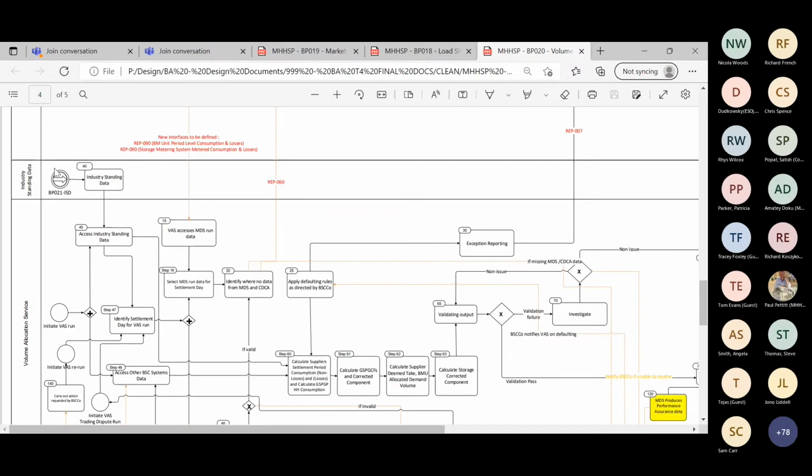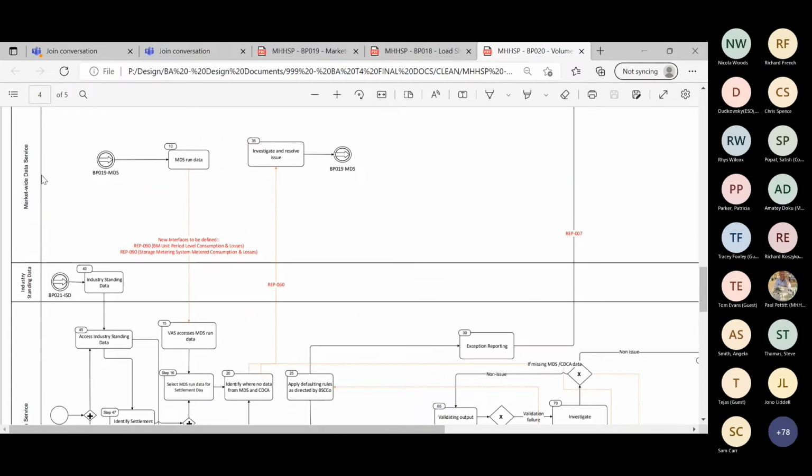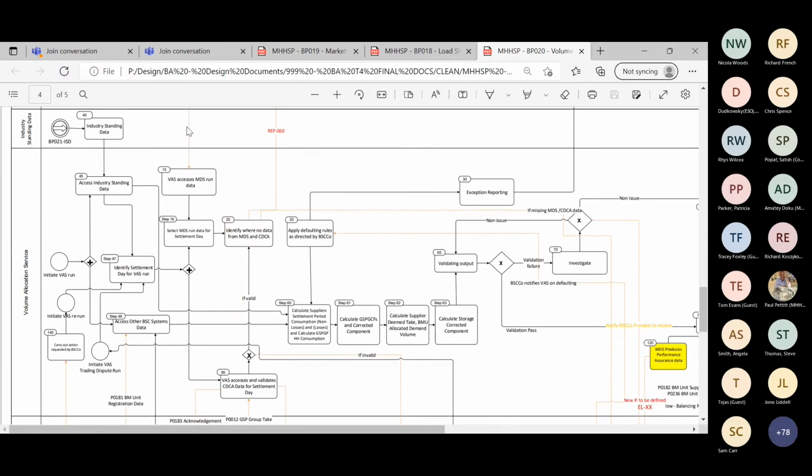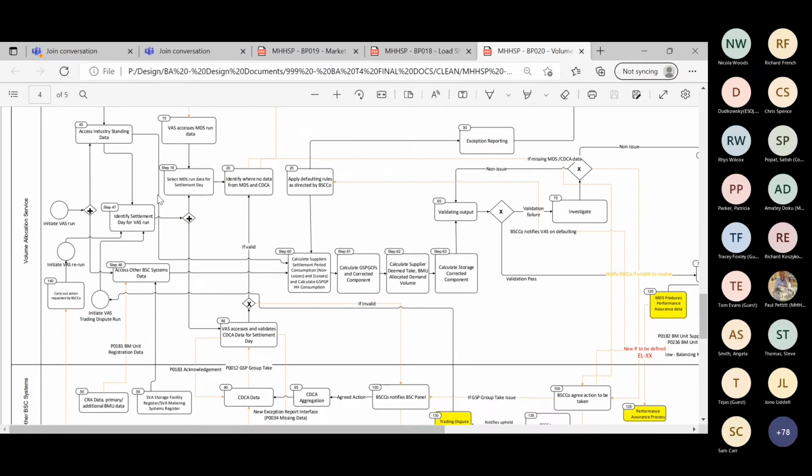Okay. Yeah. So again, we've got the swim lanes. We've got the data coming in from the market-wide data service at the top here. So it needs to access that data. It also needs to access the industry standing data to interpret a number of items, including balancing mechanism units for reporting purposes. It needs to understand from the industry standing data the settlement date for which it is performing its runs.